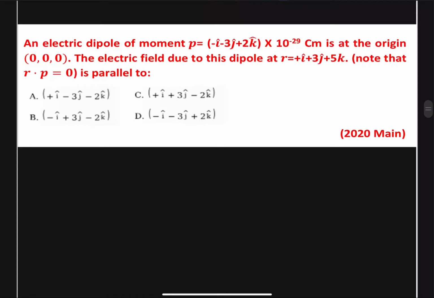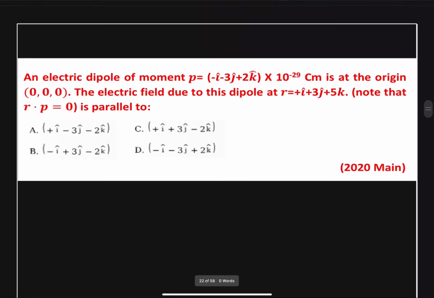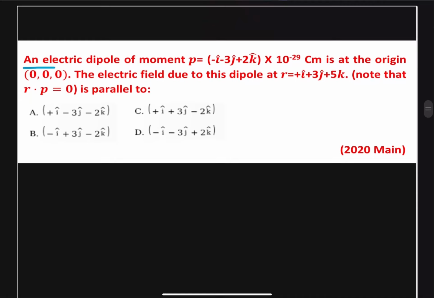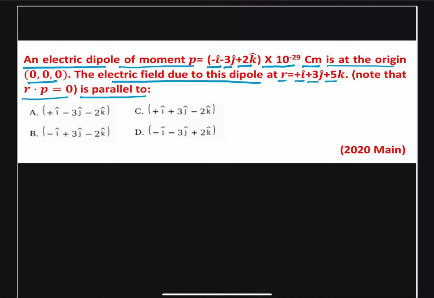We are given that an electric dipole of moment P, given as -i minus 3j plus 2k times 10 to the power minus 29 coulomb meter, is at the origin. The electric field due to this dipole at a distance r, that is plus i plus 3j plus 5k, is parallel to, and we are given that the dot product of this radius vector and the dipole moment is 0.